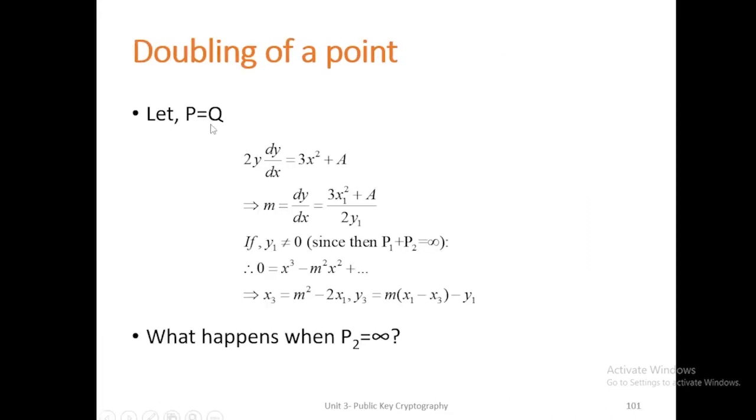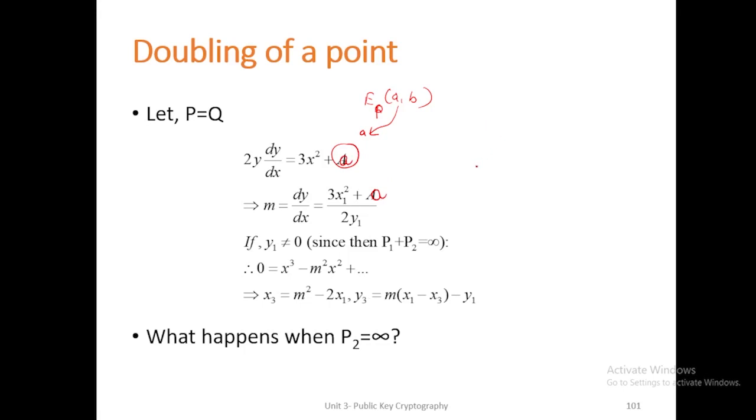Suppose the two points are same, if P and Q are same, how can we calculate slope? m is equal to (3 x1 squared plus a) by 2y1. Here the capital A represents the point of E_P(A, B). So you only consider that A point as capital A. So instead of capital A, I am writing small a here. So for the same slope calculation, x3 and y3 answers are same.